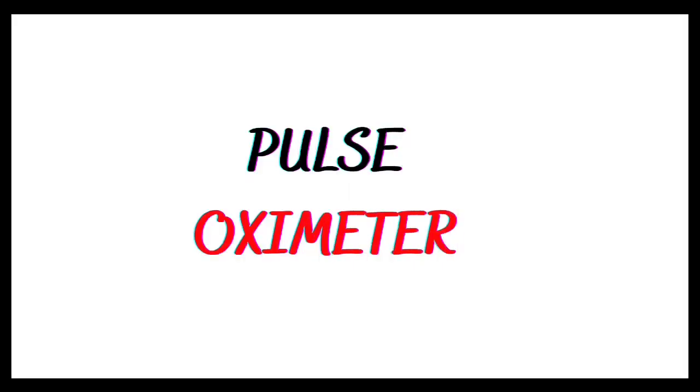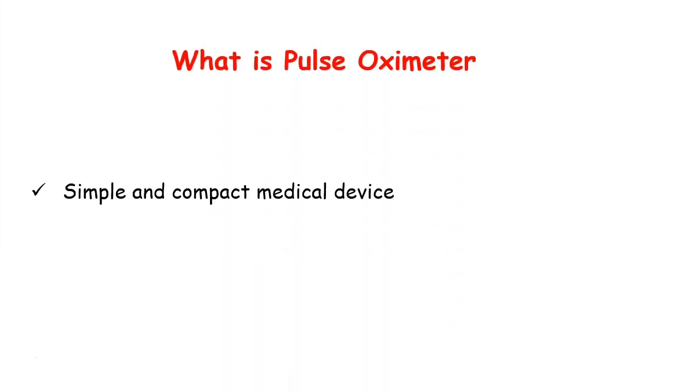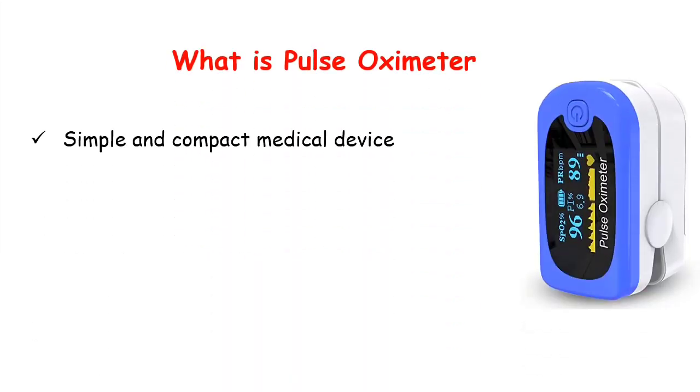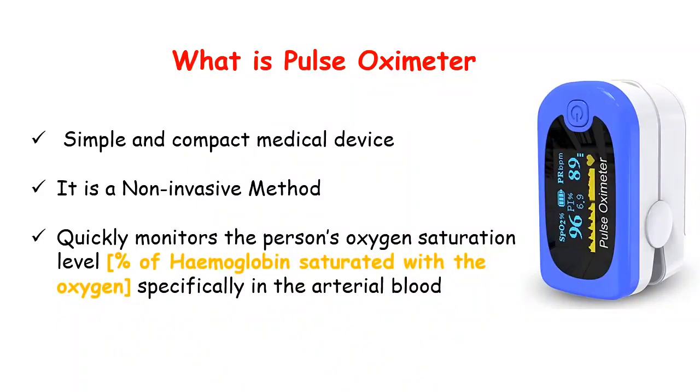Hi guys, this video is all you need to know about pulse oximeter. What is pulse oximeter? It is a simple and compact medical device which involves a harmless procedure and quickly monitors the person's oxygen saturation level, that is the percentage of hemoglobin saturated with the oxygen, specifically in the arterial blood.